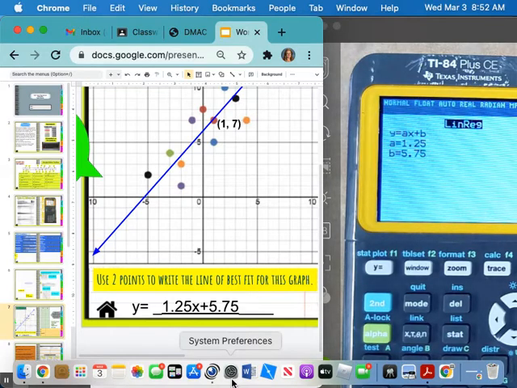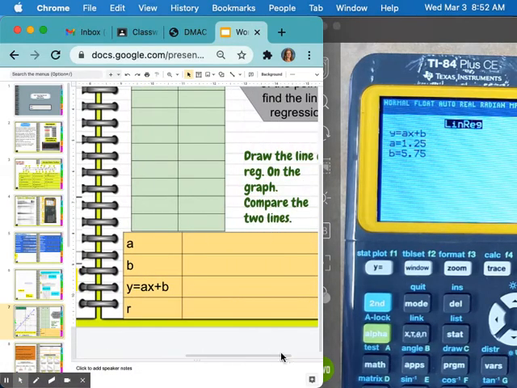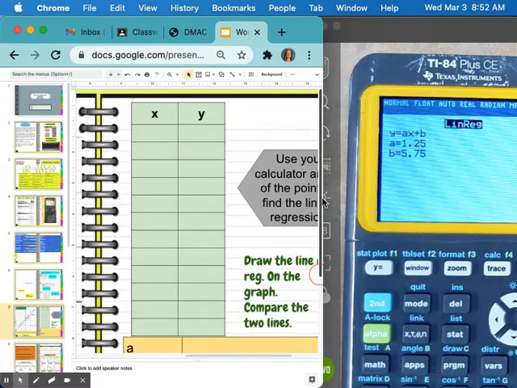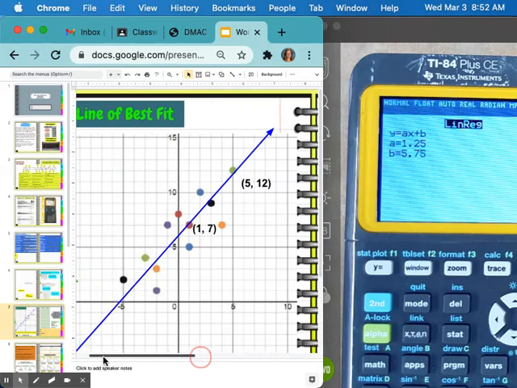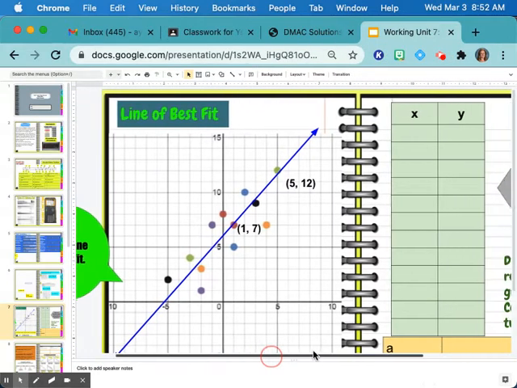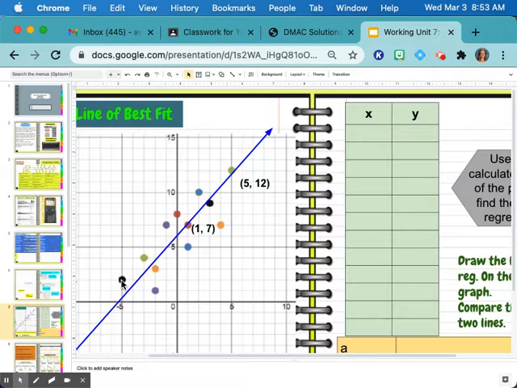Now what we're going to do is use all the points to find the line of regression. Let's go over here and see what it tells us to do. We have a table XY. It says use your calculator and all of the points to find the line of regression. So that means we need to look at our scatter plot and write every single point down. Or type them, really. I like to start at the very left over here and then work my way to the right. So I'm going to start with this black point right here.